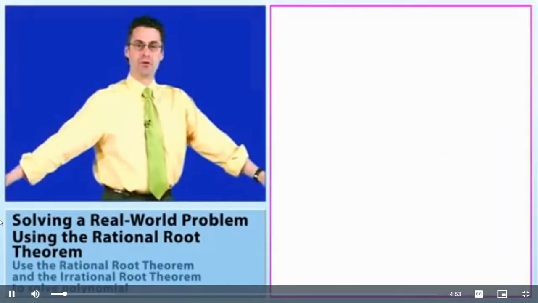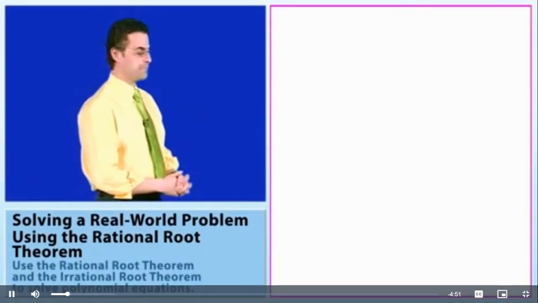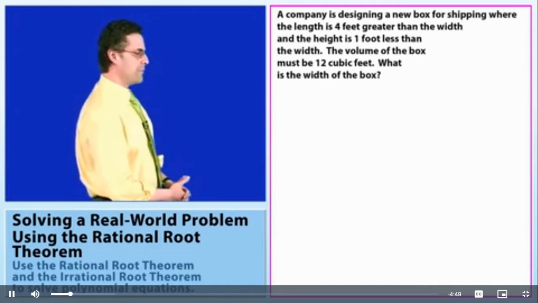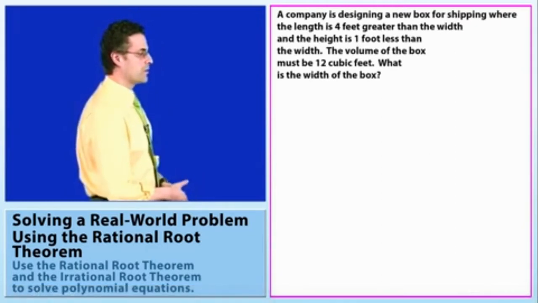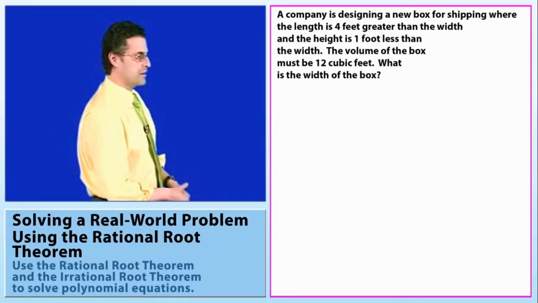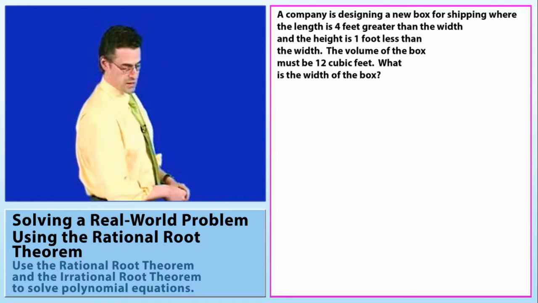Let's take a look at a real-world example where we can see solving polynomials in action. A company is designing a new box for shipping where the length is 4 feet greater than the width and the height is 1 foot less than the width. The volume of the box must be 12 cubic feet. The question is, what is the width of the box?